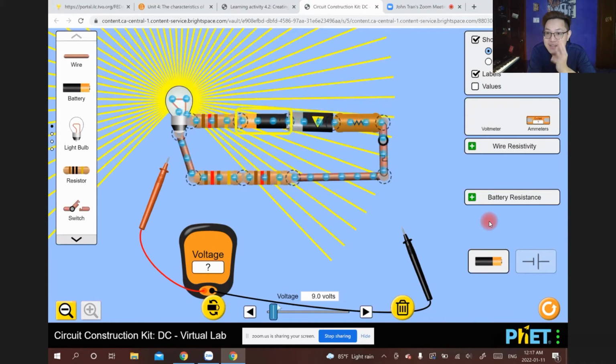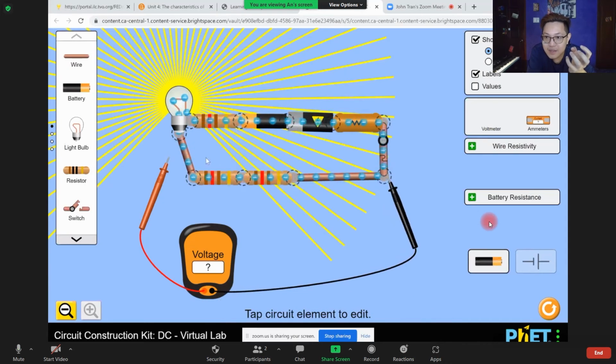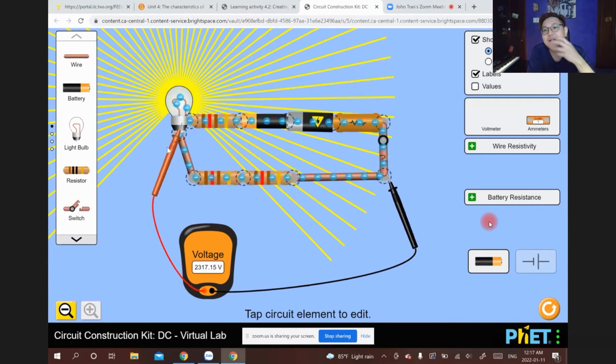And how does it resist? It resists by eating up the electrons, consuming these electrons, and when it consumes them, it creates a lot of heat. So when you increase resistance, it also creates a lot of heat too. So it burns. So be careful.